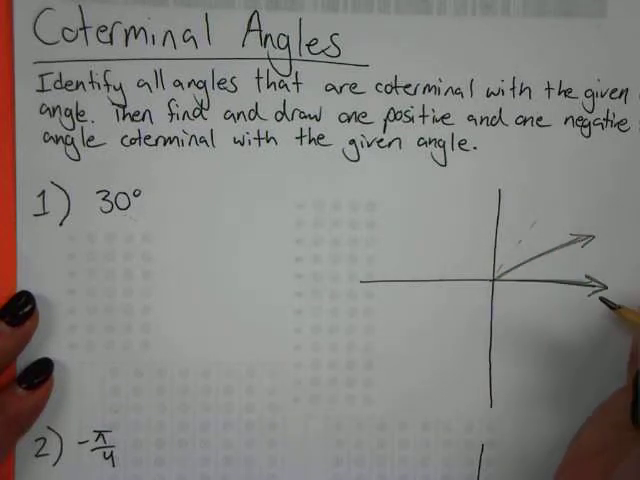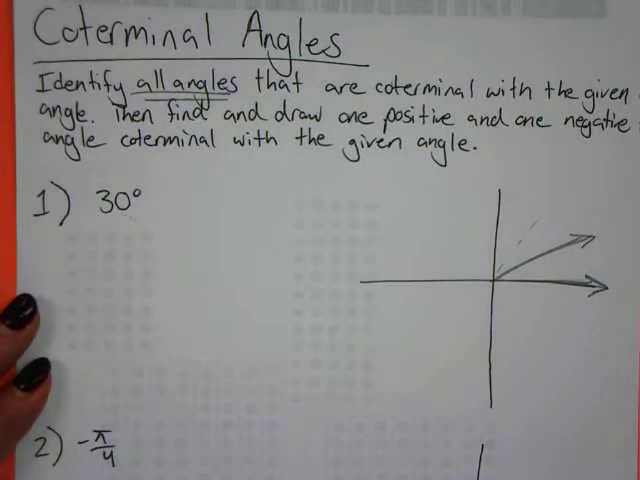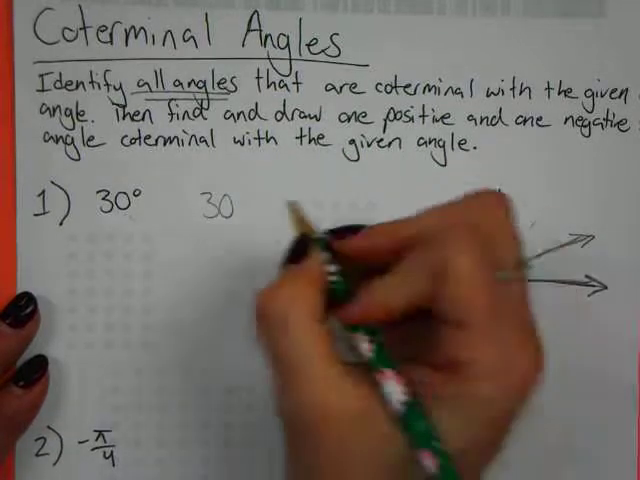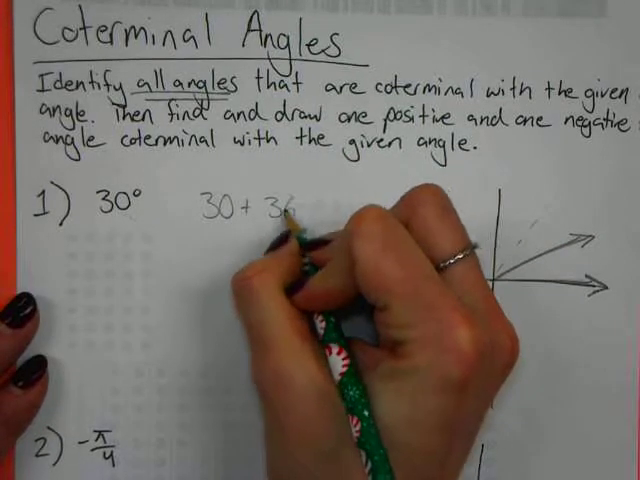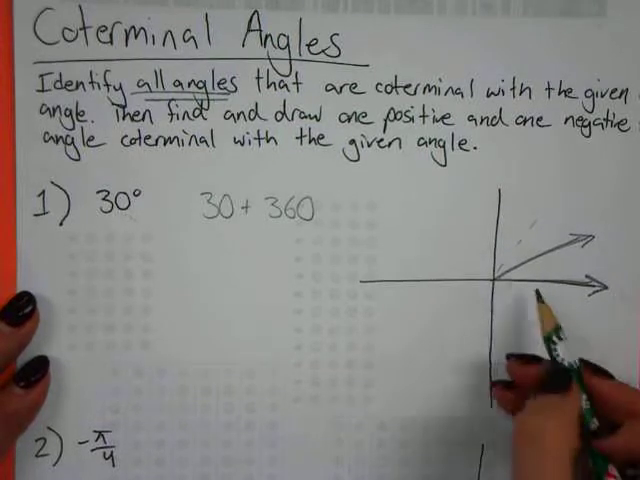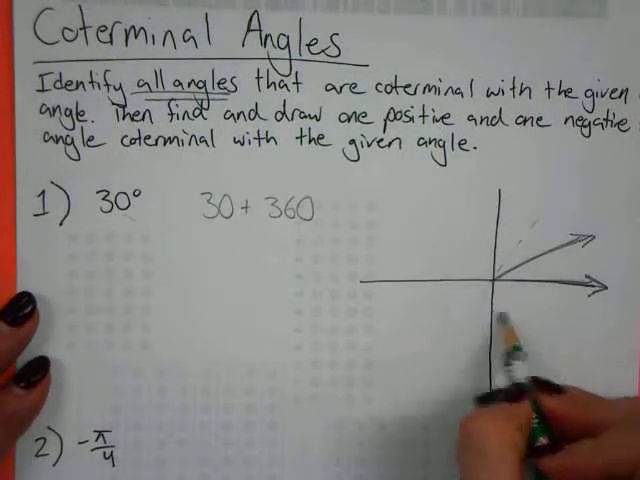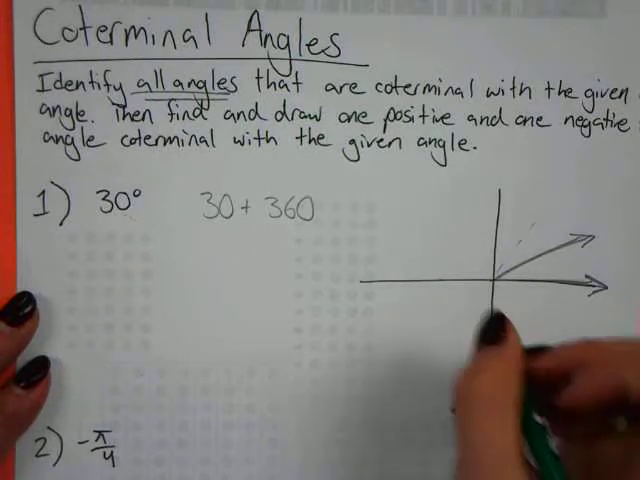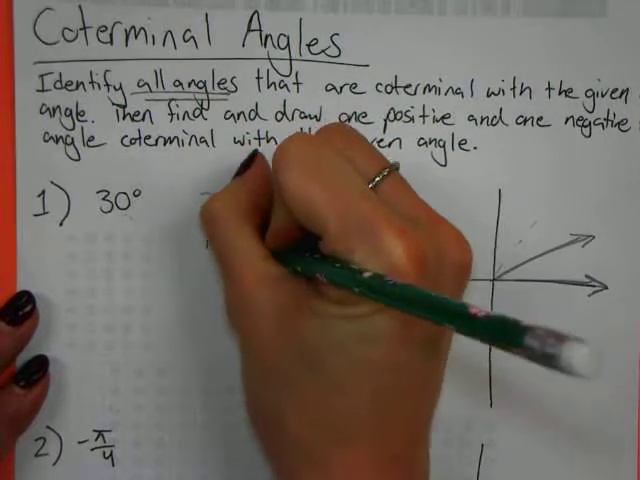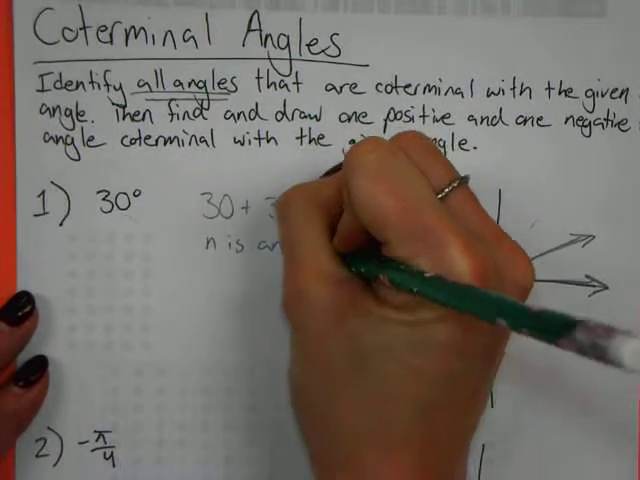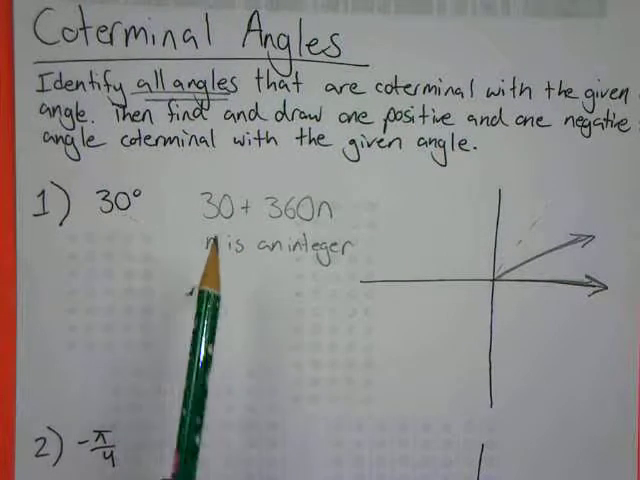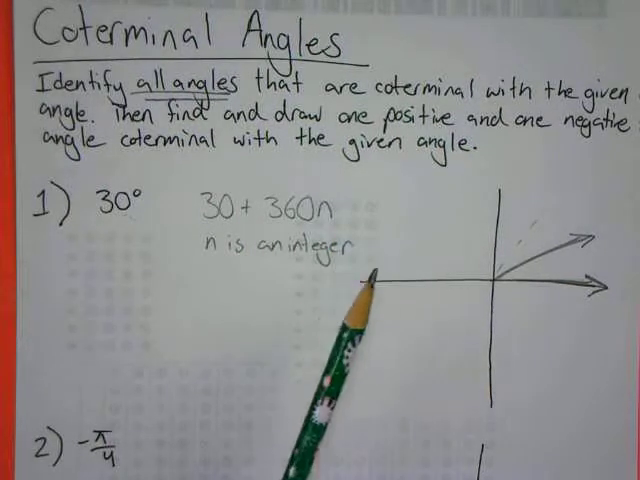So the way we find all angles coterminal with this given angle is we take our angle, 30 degrees, and we add a full circle, 360 degrees, 1 time, 2 times, 3 times, or -1, -2, -3 times backwards as well. So we're going to multiply 360 times some number n, where n is an integer. So we're going to write all angles coterminal with 30 degrees as this expression, 30 plus 360 times n.